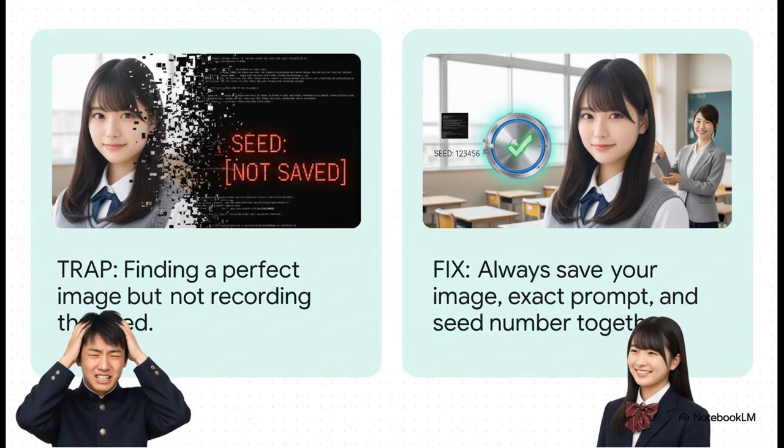Ooh, and this next one is maybe the most painful trap of all. You finally get the absolute perfect version of your character, but you forget to copy down the seed number. You've basically lost the key forever. So here's the rule you can never break. Always save the image, the full prompt, and the seed number together, like in the same note or file.